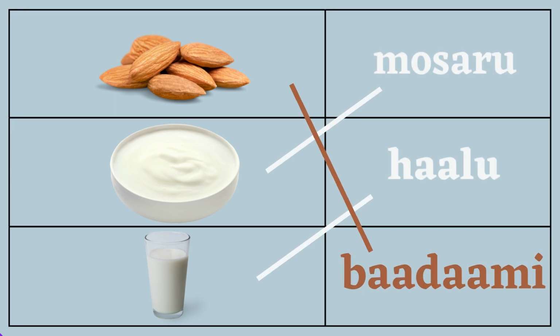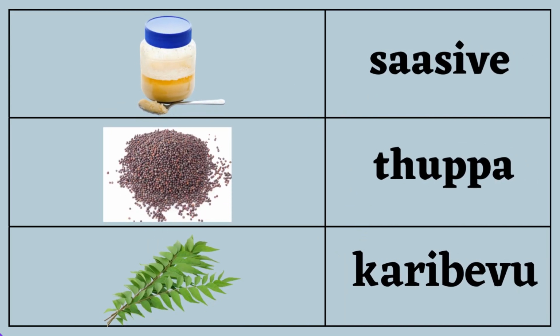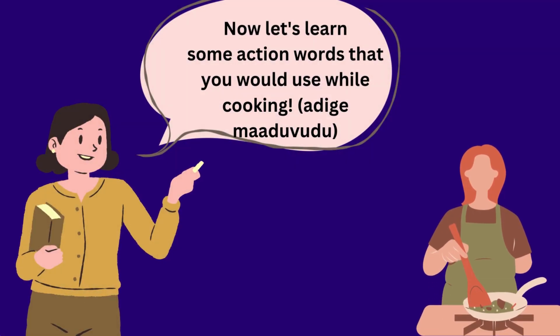Were you able to get them right? Moving on, Sasive, Tuppa, and Karibevu. These are the right answers. If you got them all right, then well done. Now, let's move on to the next topic of the day. Here, you are going to learn some action words that you would use while cooking.